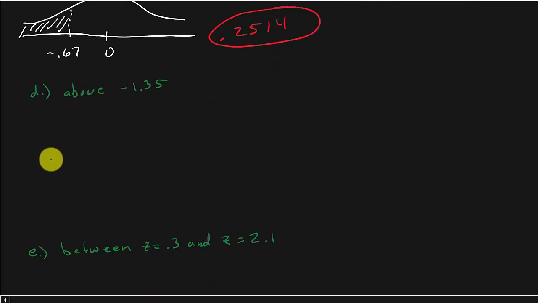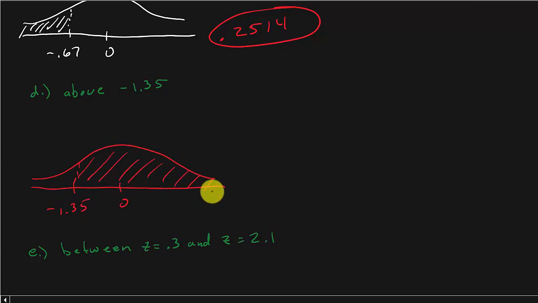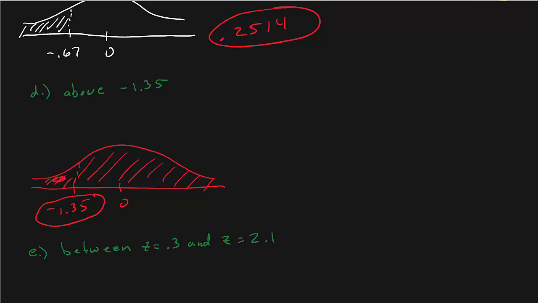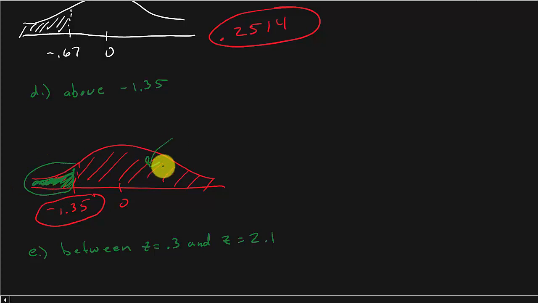All right, so let's look at this one. There's 0, there's negative 1.35, and we're looking for the area above. So it's that one. So remember, when we look this value up, that's going to give us the area over here to the left. Let me do this in a different color. That's this area here to the left. That's what it's going to give us when we look the value up in the table. So we've got to do 1 minus this area to get this area.